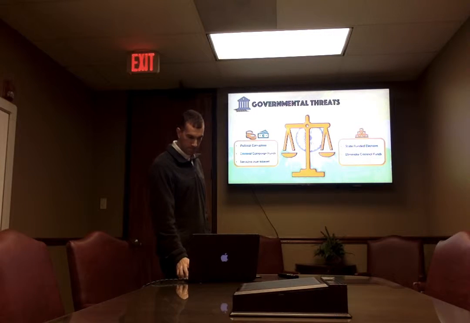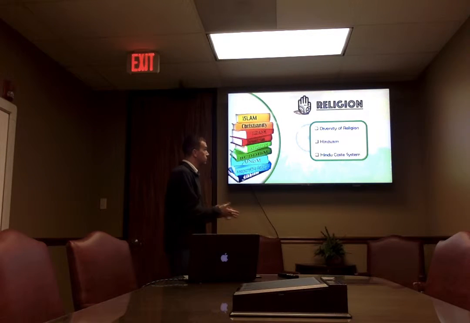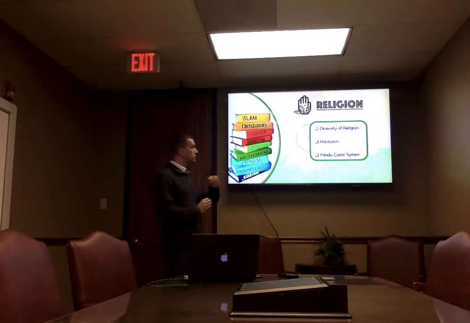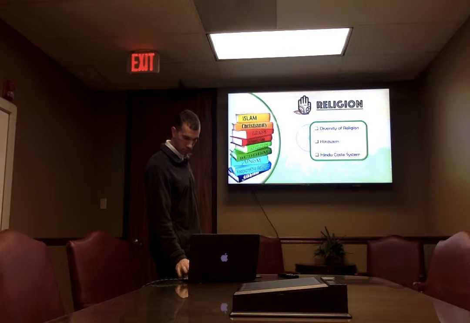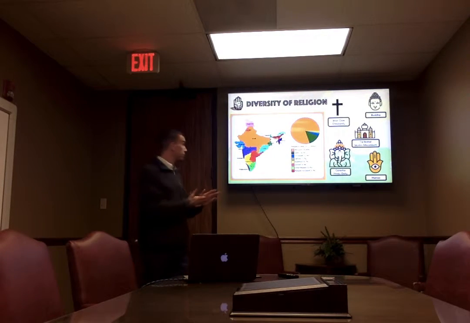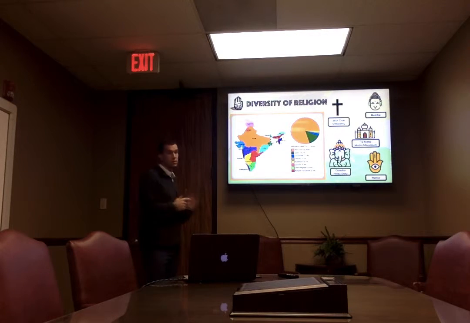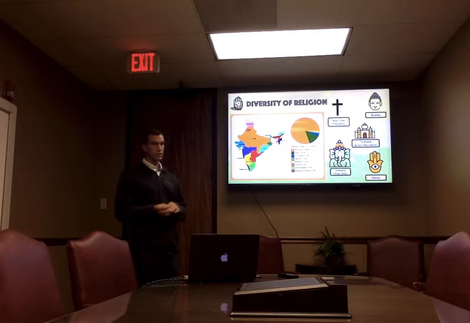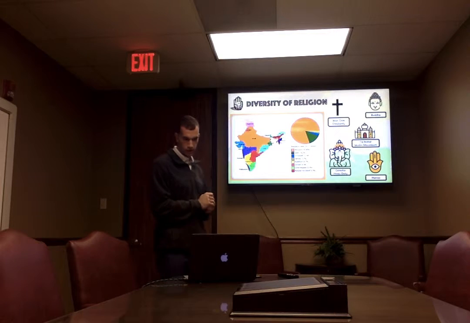Okay, the next section is going to be religion. So we'll talk about the diversity of religion in India, and then we'll talk about Hinduism and the Hindu caste system. So, the diversity of religion in India is mainly because they're a secular state. This means that in the eyes of the government, no religion is valued over any other. So they don't have a chosen religion for their government.